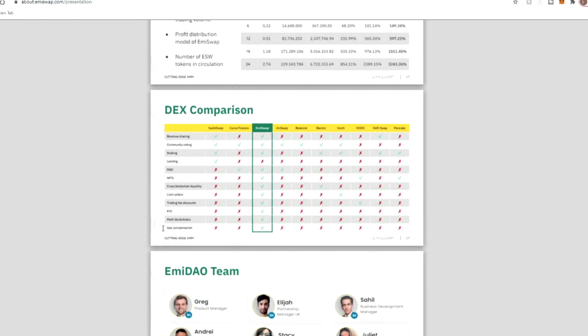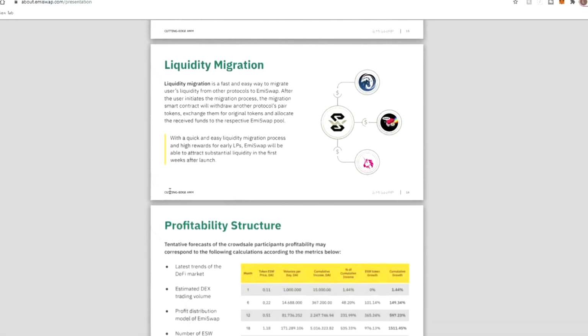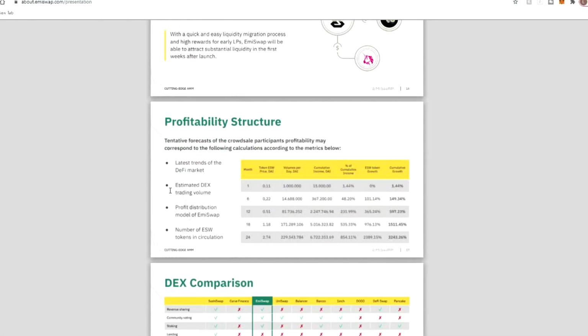gas compensation. And obviously that's the most important. That's what trades. This is what is standing out for this company. This is why it's going to succeed. I'm very, very happy. I like the structure of this exchange.